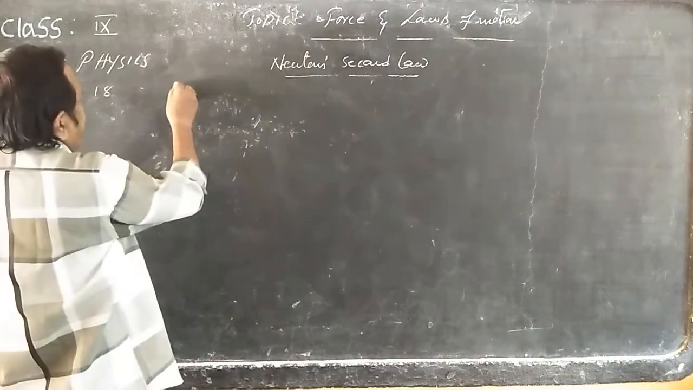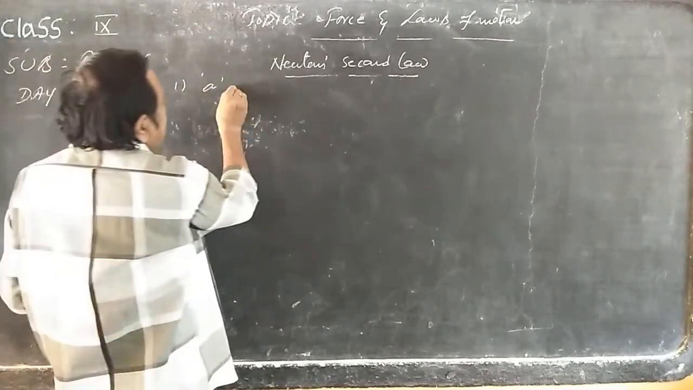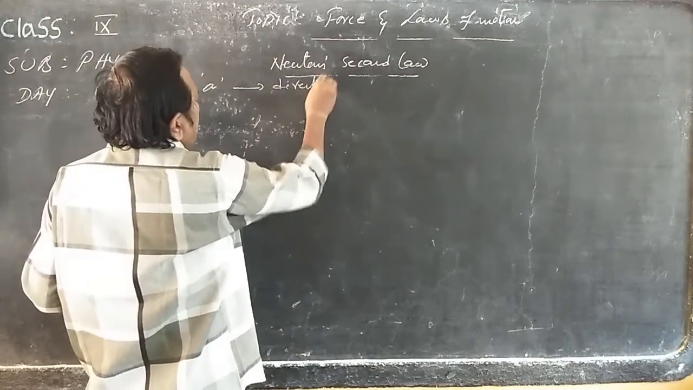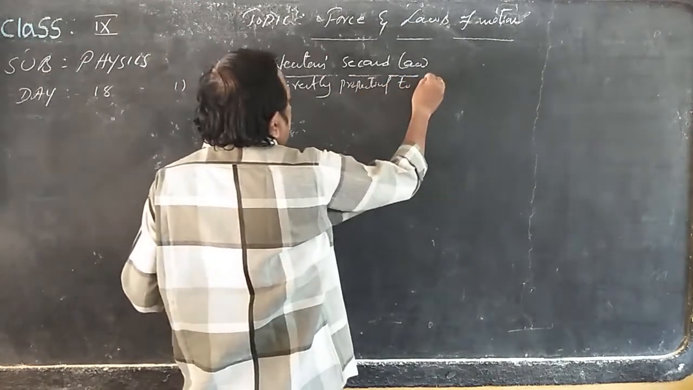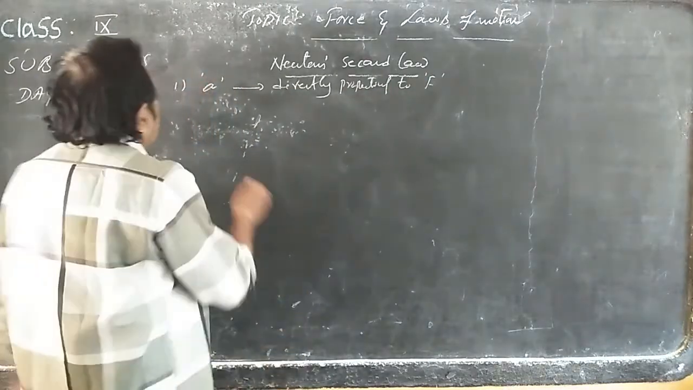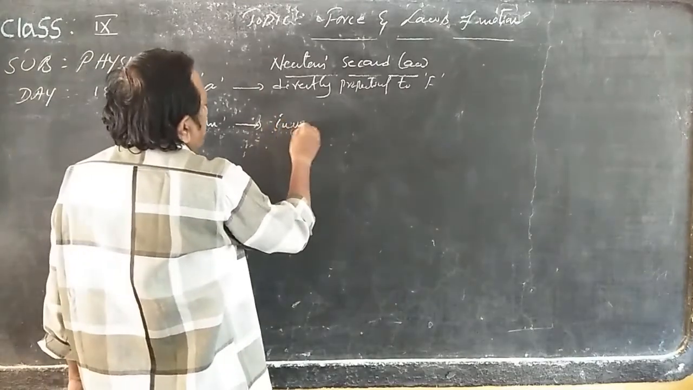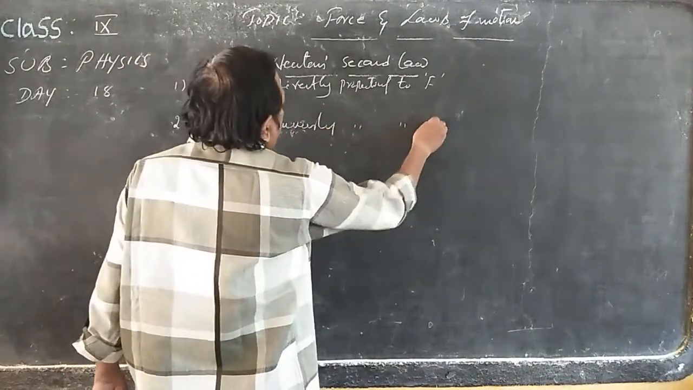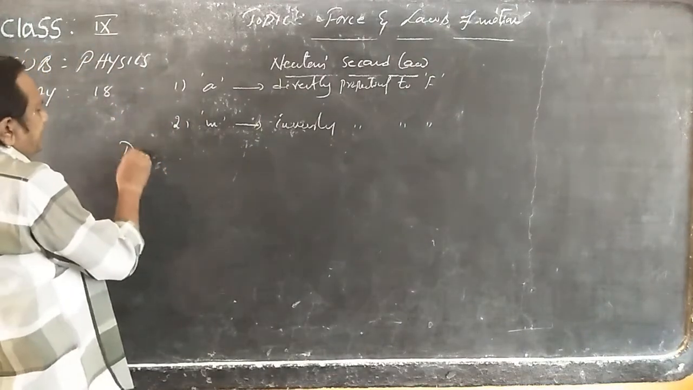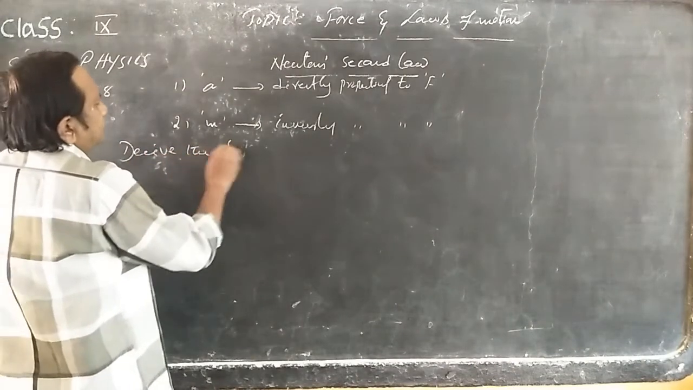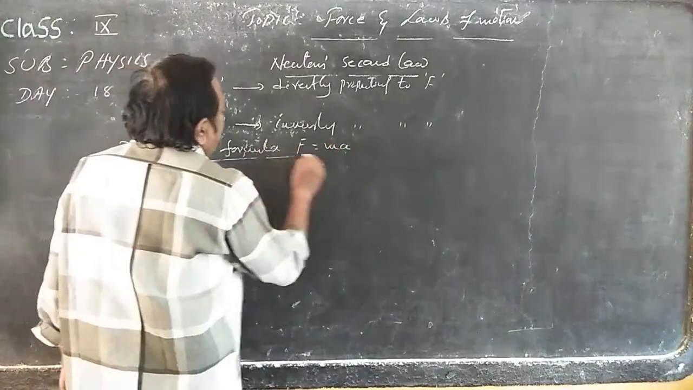The first point to remember is acceleration. What is the letter that indicates it? A. Acceleration is directly proportional to force. F is force, and the second factor is mass. M is mass. Acceleration is inversely proportional to mass. So according to that, we can derive an important formula: F is equal to ma.